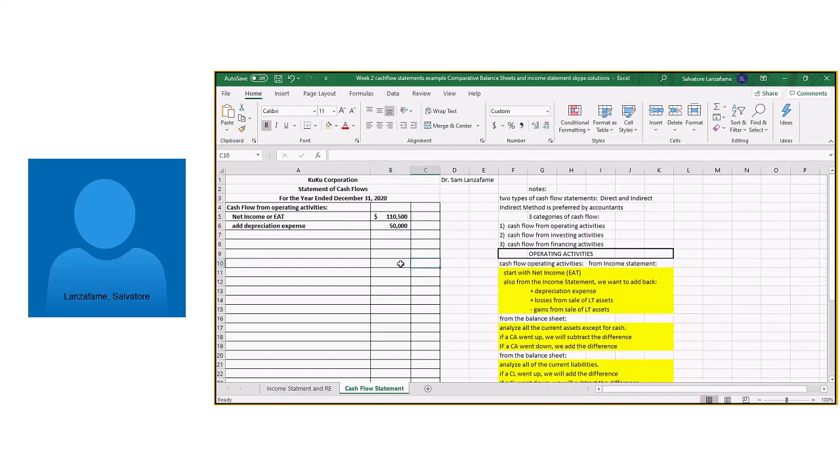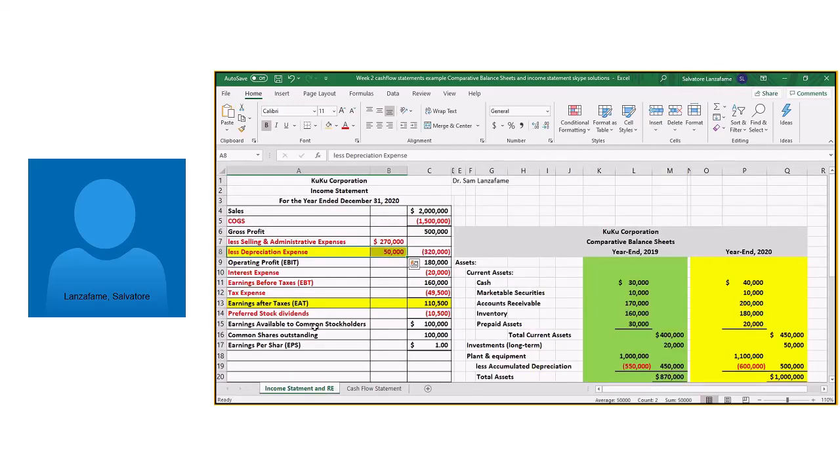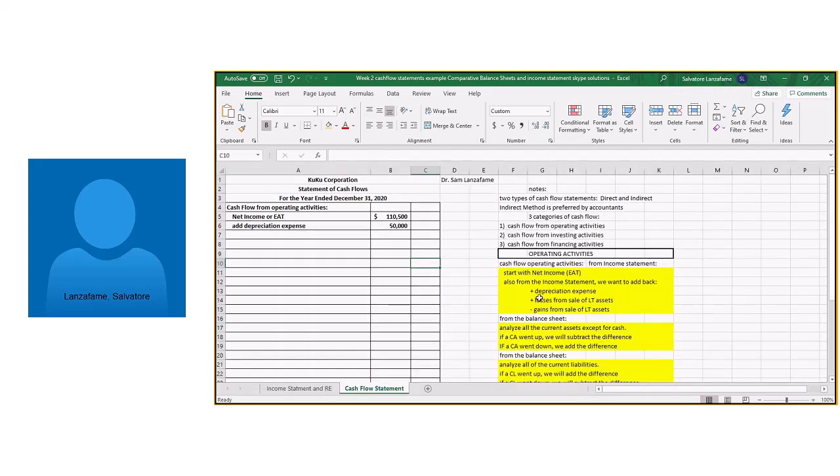Okay. So the next thing I want to do is, again, follow the rules. I want to add any losses. I want to subtract any gains. And I would find that information in the income statement and typically at the bottom of the income statement. I do not see any losses. If I had them, I would add them back. If I had any gains, I would subtract them from the cash flow statement. So all we had was the net income and the depreciation expense. We did not have any losses. We did not have any gains.